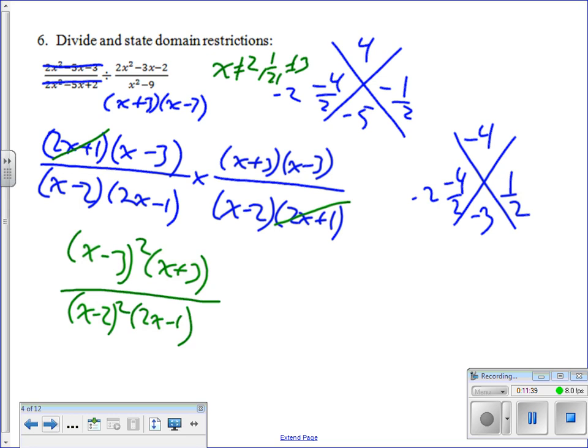Do not FOIL them out. Please, do not FOIL them out. It makes my life harder, because I'll have to check to see if you FOIL them out correctly. If you multiply things out incorrectly, you will lose points. One of the reasons you don't want to FOIL these things out if you don't need to is to not lose points. My domain restrictions do not change. I already have 2 and 1/2 listed, so my domain restrictions don't change. Questions?